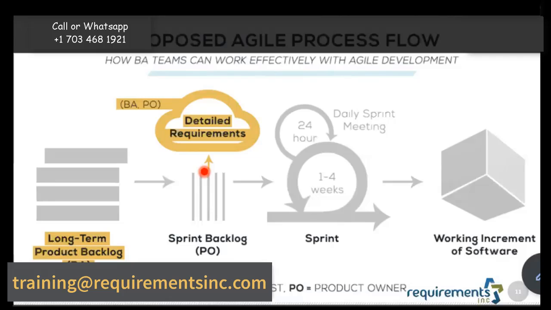So for the 5 product backlog items, we have to write 3 user stories each, right? Correct. So for one item, 3 user stories. Correct. Yes. So you'll have 15 user stories at the end of it.